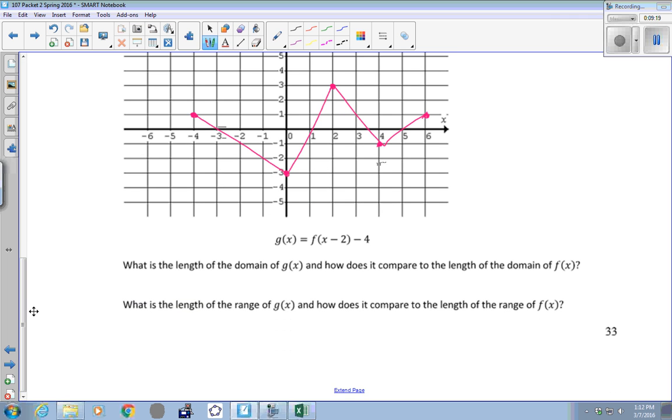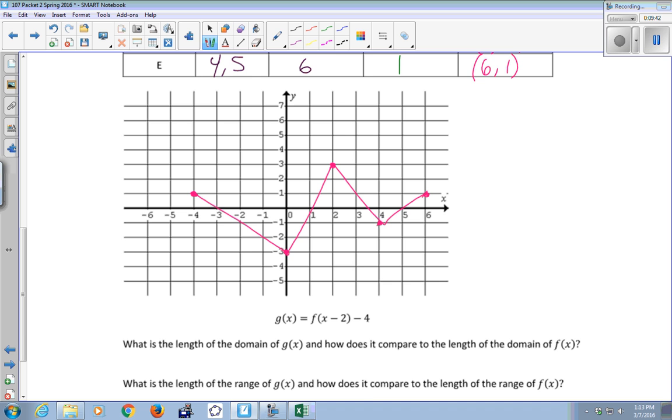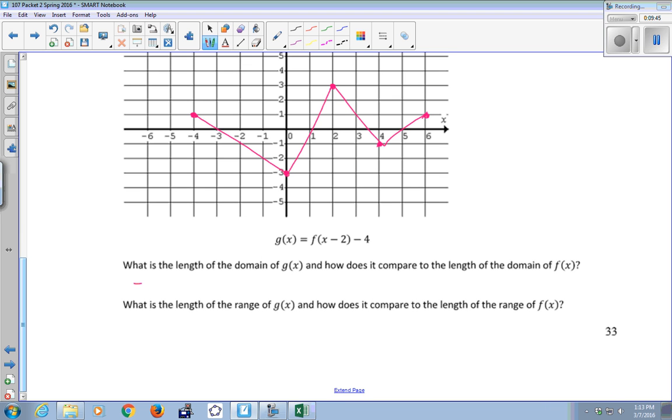Okay. All right, let's look at the length of the domain of g of x and f of x. So what is the domain of my original function f? -6 to 4. And then the domain of my new function is -4 to 6, right? So it went from -6 to 4, this was the domain of f, and then the domain of g, after I transformed it, was -4 to 6. Okay, so how did the lengths of those two domains compare? They're the same. They're both 10 units long.